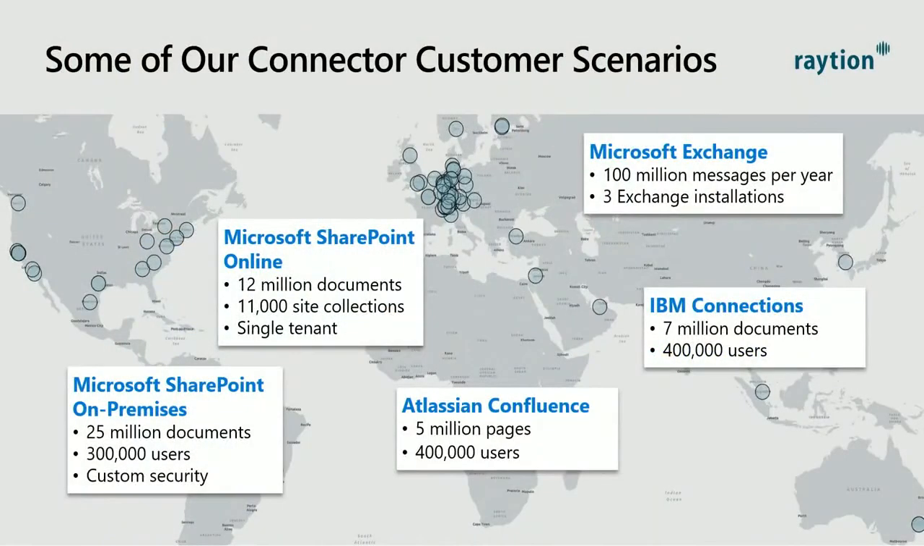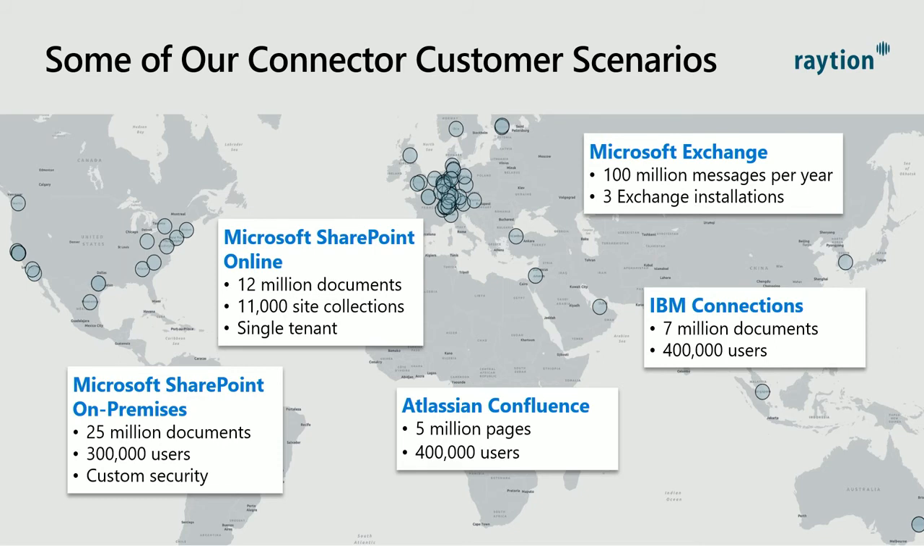And we collected just some examples of what our customers are doing with these connectors. So we're talking here about millions of documents from single instances of systems like Atlassian Confluence or IBM Connections, created by 100,000 users, completely taking care of the document security.